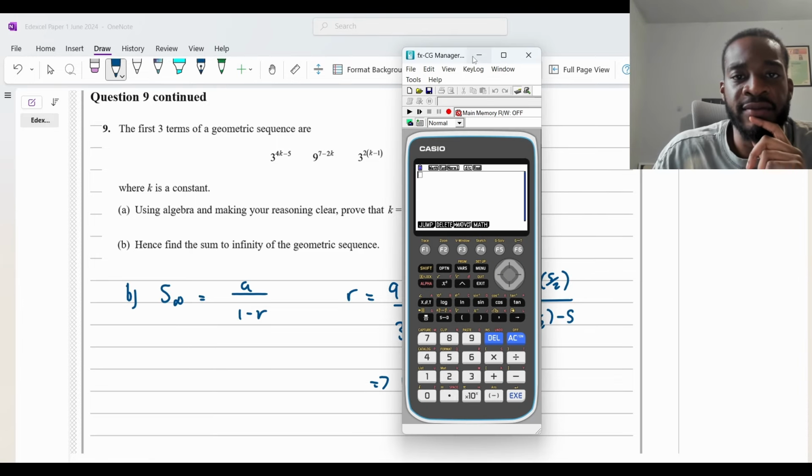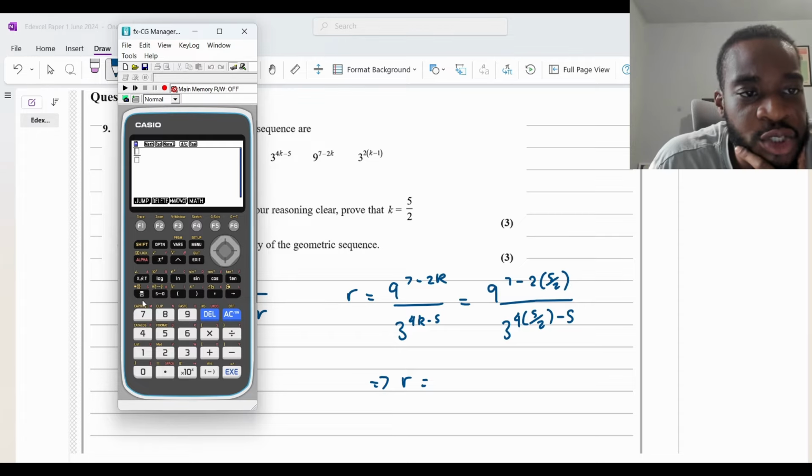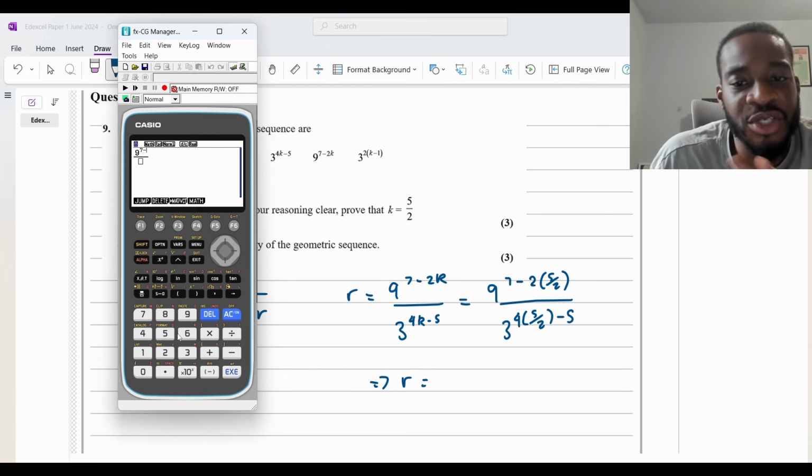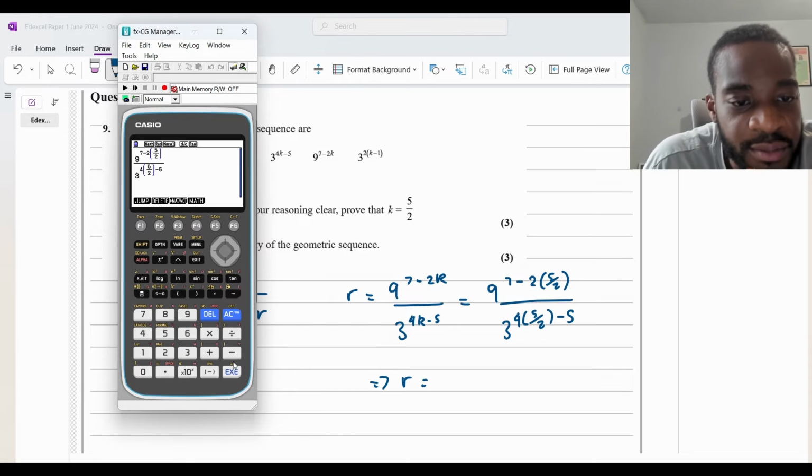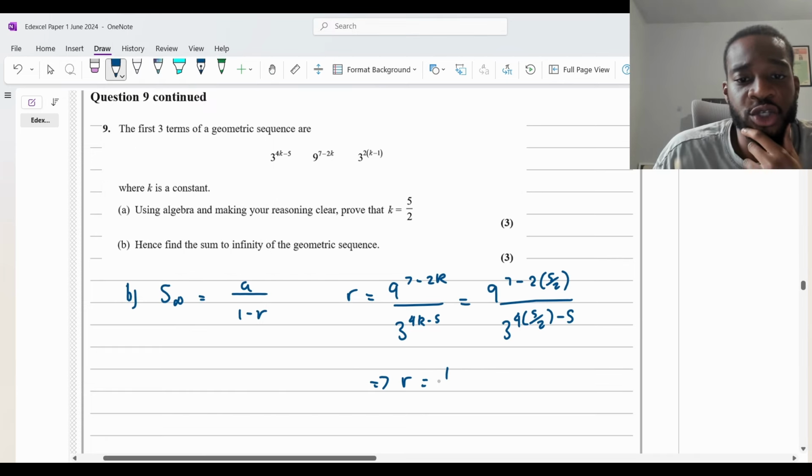So putting that in is going to be fraction bar, 9 to the 7 minus that. It's just 5 to be honest, but I'm just going to put it in so it's clear. So 5 over 2, I'll put it in like that, and then that is 3 to the 4 and then 5 over 2, like that, and then minus 5. So that is all good. That looks good to me. Perfect. That is equal to a third. So the common ratio is a third.